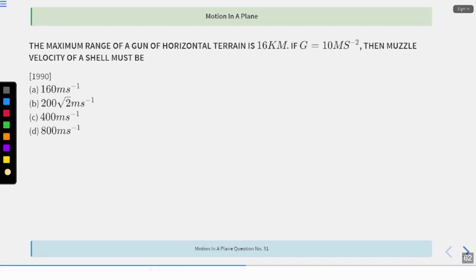The question states that the maximum range of a gun on horizontal terrain is 16 kilometer. If g is equal to 10 meter per second square, then what must the muzzle velocity of a shell be? Here we are using range. Range is a part of which topic? It is a part of projectile motion, which we have learned about.